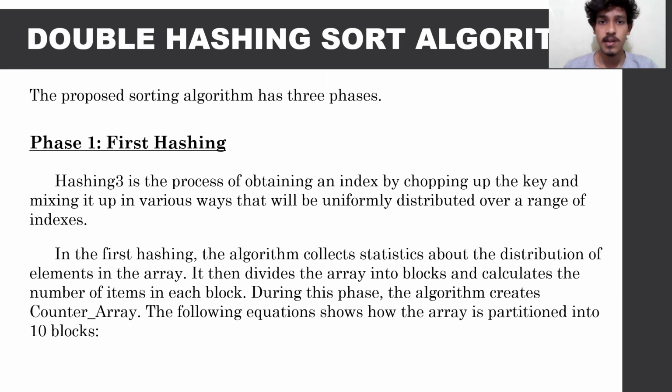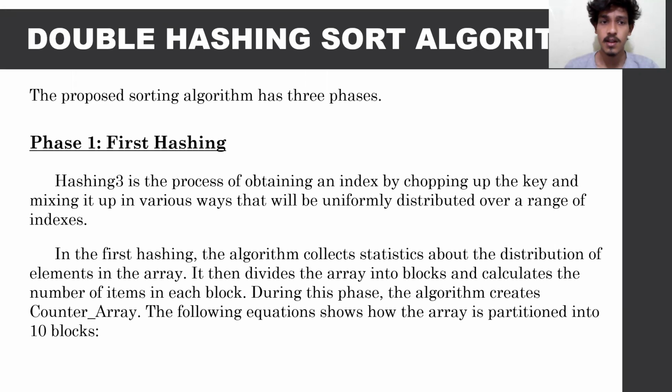The proposed algorithm has three phases. Phase 1, first hashing. Hashing is the process of obtaining an index by chopping up the key and mixing it up in various ways so that it will be uniformly distributed over a range of indexes. In the first hashing, the algorithm collects statistics about the distribution of elements in the array. It then divides the array into blocks and calculates the number of items in each block.